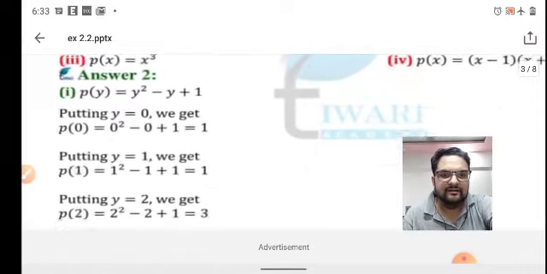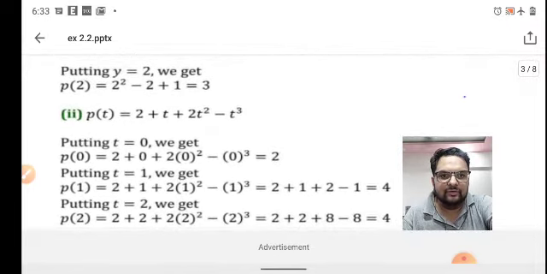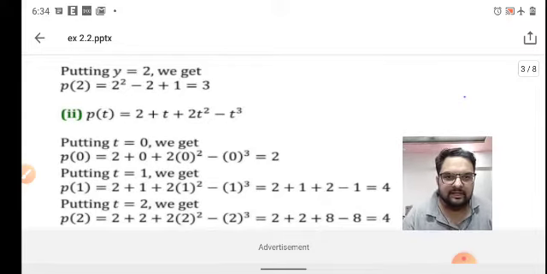So wherever we find the value of p of 0, t equals 0. In the expression 2 plus 0 plus 2 into 0 square minus 0 cube, on simplifying we get the answer 2. Similarly, if we keep the value t equals 1 in the expression, on simplification we get 4. Further, if we keep 2, we again find the answer 4.